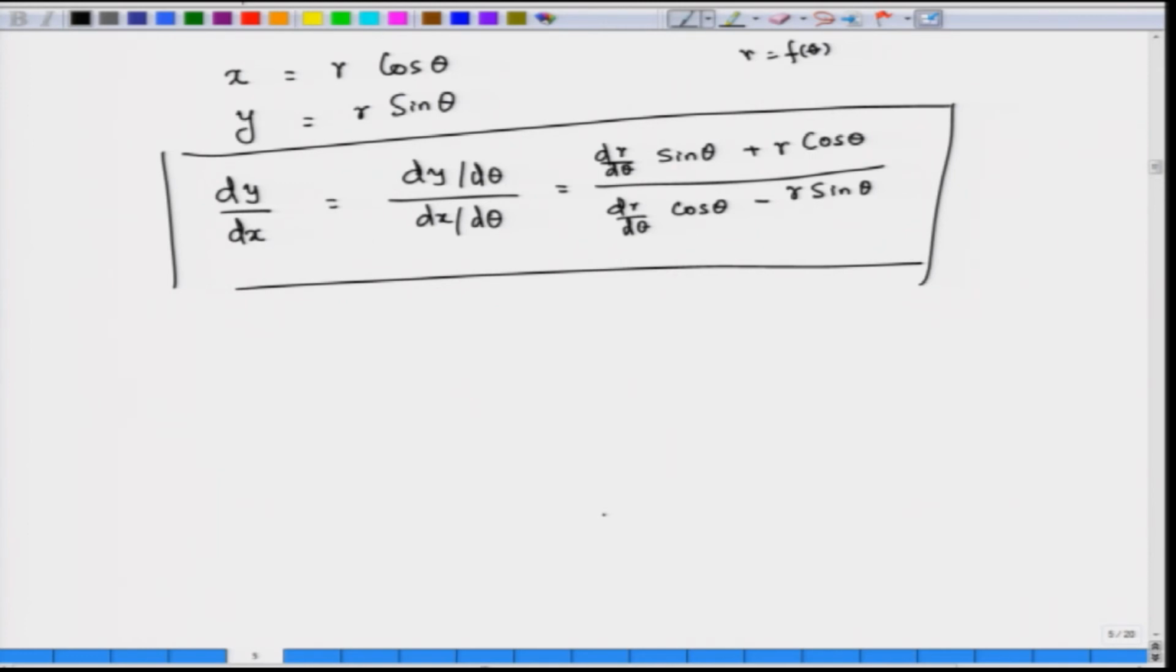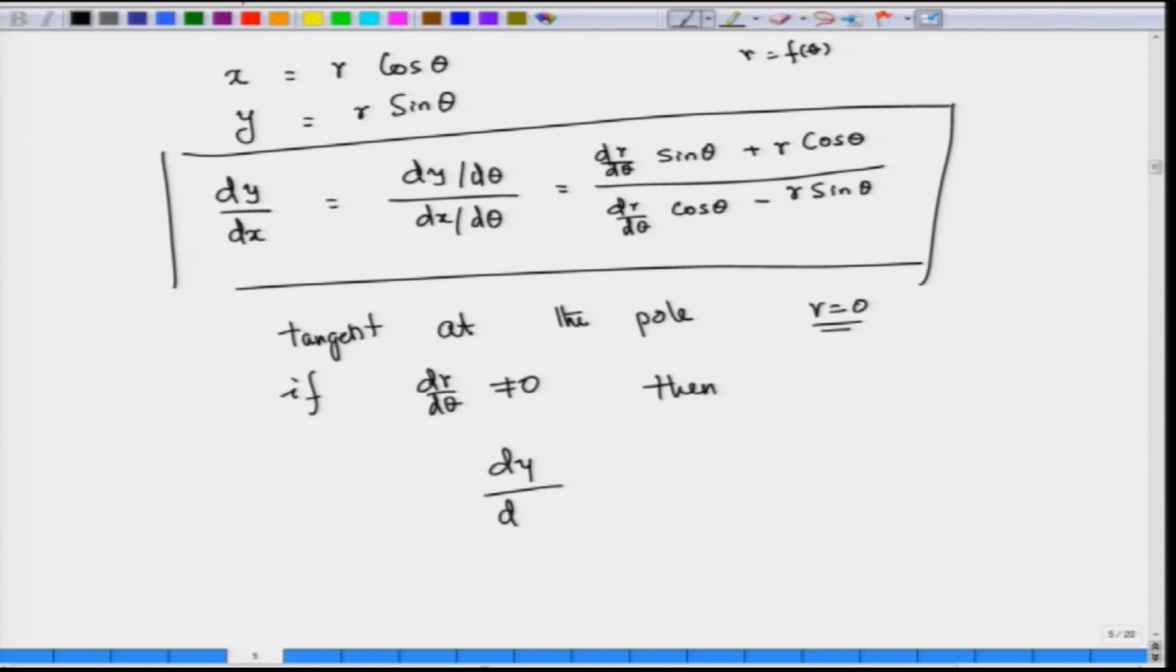Now, if we are looking at the tangent at the pole, then r is equal to 0. If dr by d theta is not equal to 0, then dy by dx is dr by d theta cancelling out, the other term being 0. So, we get tan theta. This is the usual thing.